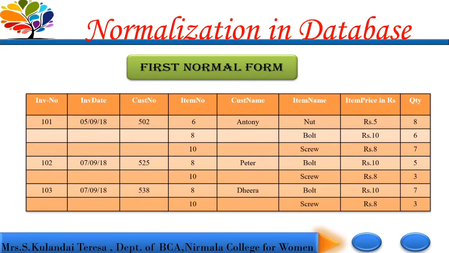Here is the table given in first normal form, where the item number, item name, item price, and quantity, which had multiple values, are given in different rows, and the primary key is defined as the invoice number and item number.